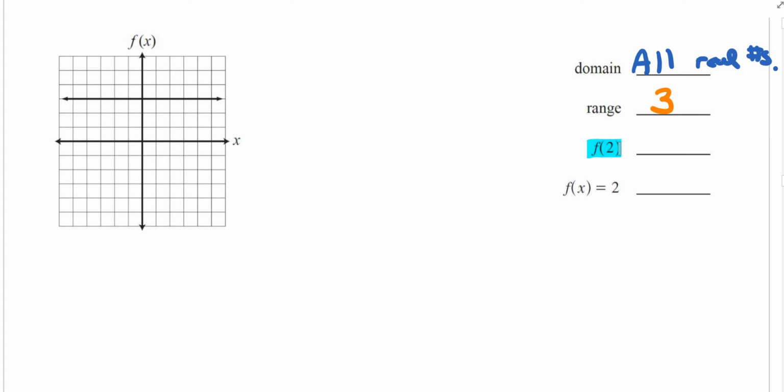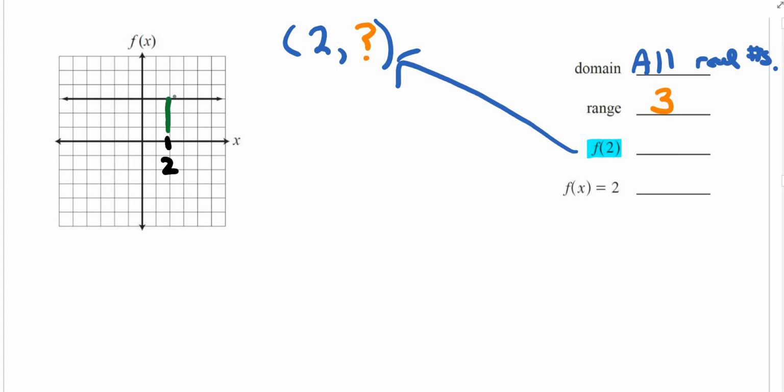Okay, what about f of 2, right? So once again, what does f of 2 really mean? It really means that the x value is 2, and the question is asking, what is the y height? All right, so when x is 2, what is the y height? Well, here's 2, and if I go straight up, the height is going to be 3, right? So this point right here is (2, 3). So this is going to be 3 right there.